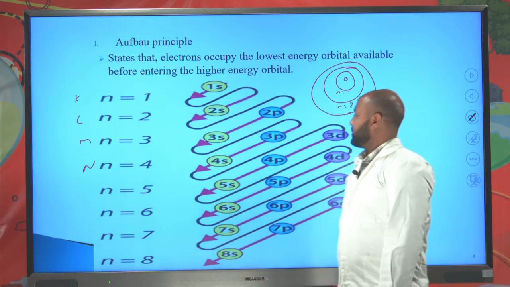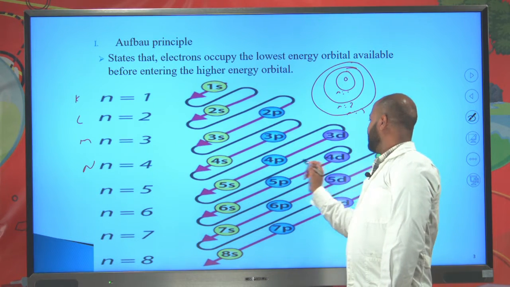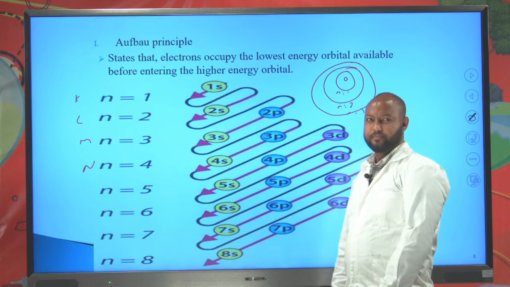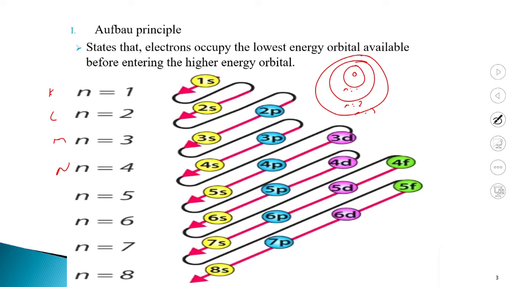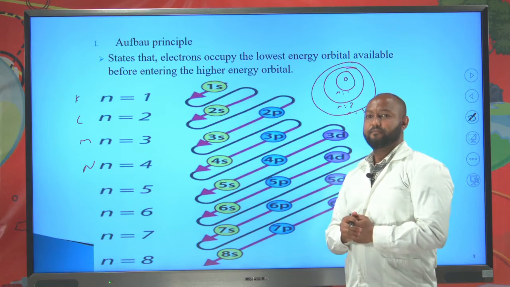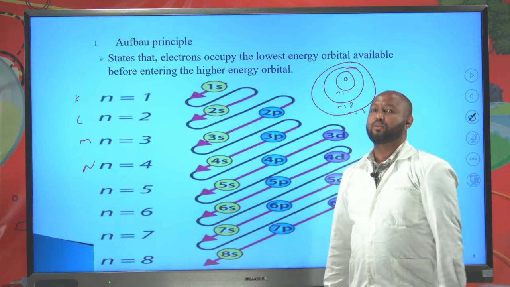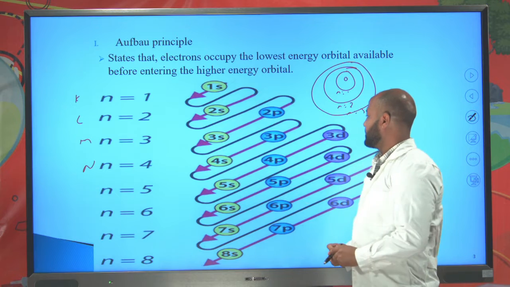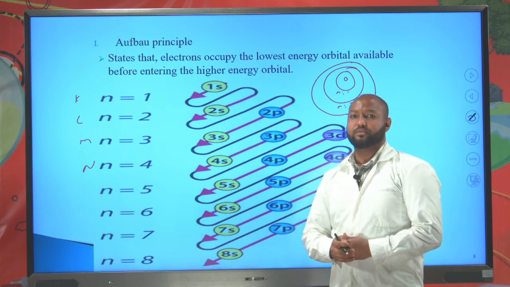For n equals 4, it has s, p, d and f subshells. S has one orbital, maximum of 2 electrons. P has 3 orbitals, maximum of 6. D has 5 orbitals, maximum of 10. And f has 7 orbitals, maximum of 14 electrons. Generally it has 32 electrons.